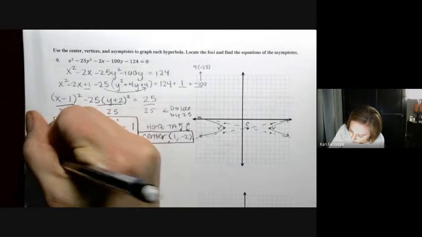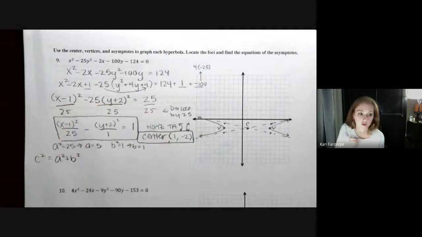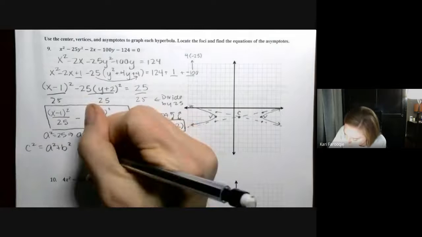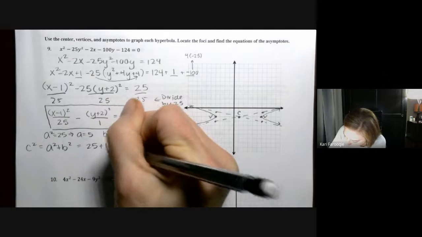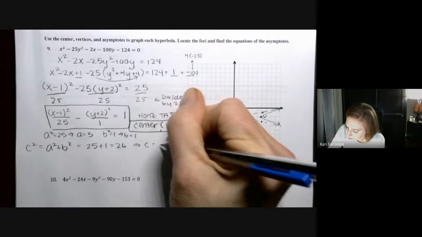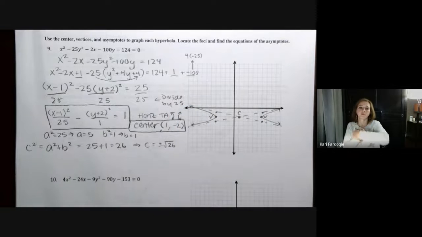The foci, we need to find c for. We're going to use a squared plus b squared, which is 25 plus 1, 26. That means that c is plus or minus the square root of 26. And our foci are going to lie along that horizontal transverse axis.